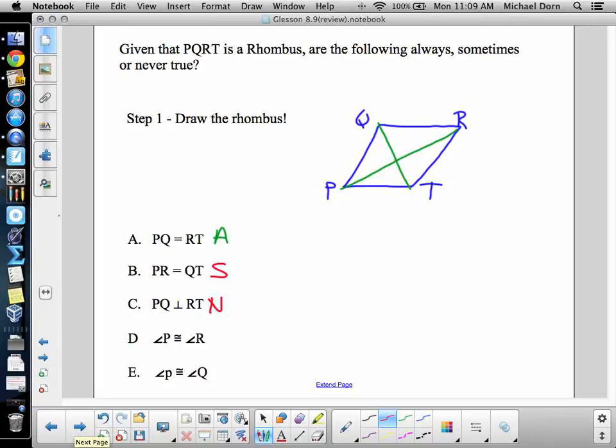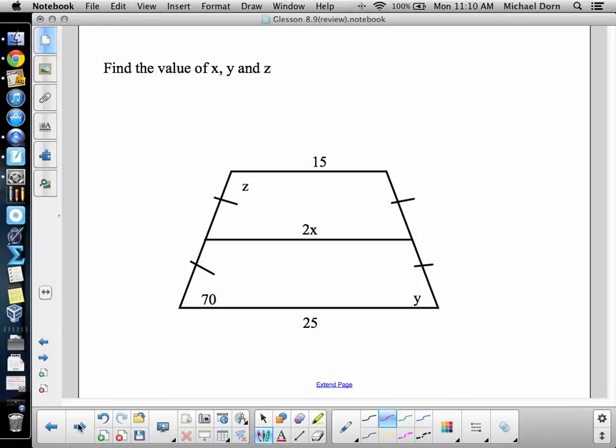Angle P congruent to angle R. Always, yes. Angle P congruent to angle Q. Sometimes if it's a square, but not always. So again, understanding the properties of a shape, that's really what a lot of this comes down to. What are the properties of a parallelogram, or in this case, a rhombus?